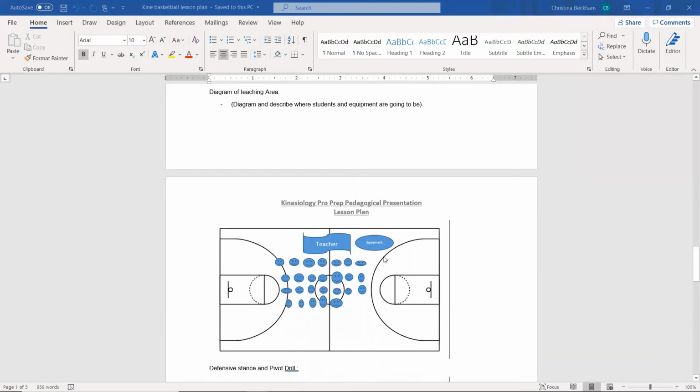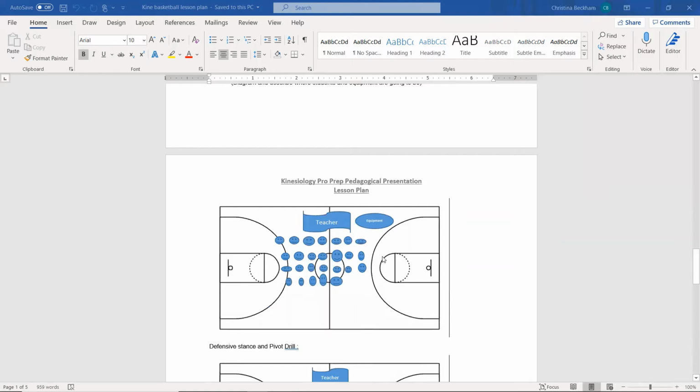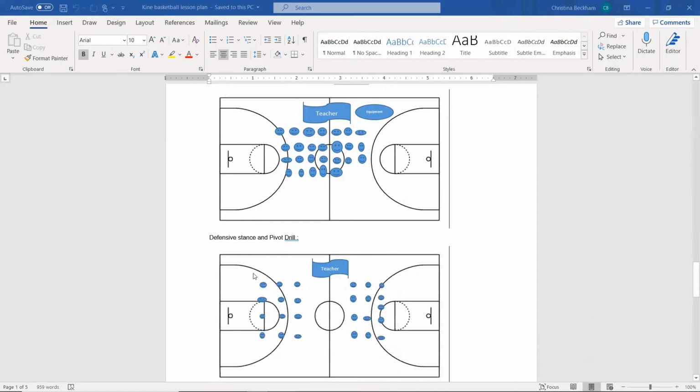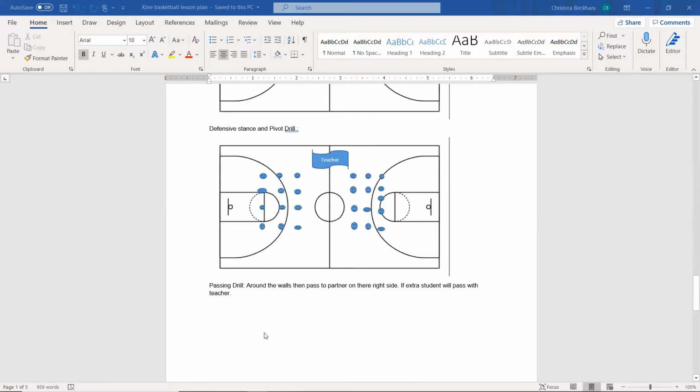Here is my diagram for my teaching area, for where my students will start, where I will take attendance and do my introductory activity. Here is where they will be doing their defensive stance and their pivot drills.